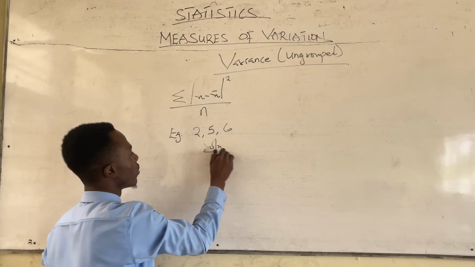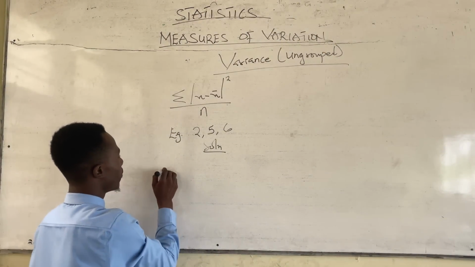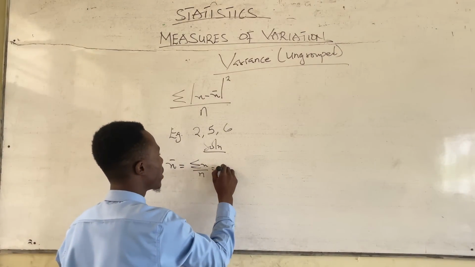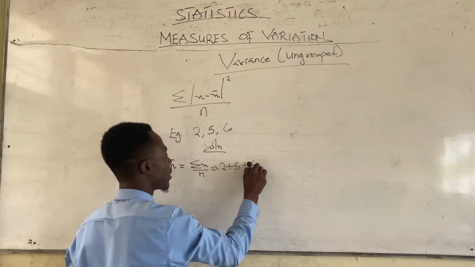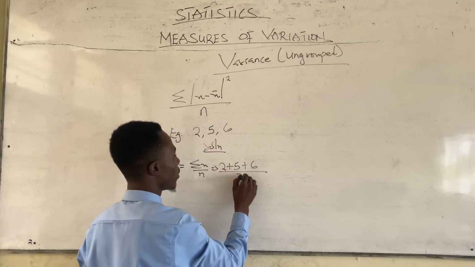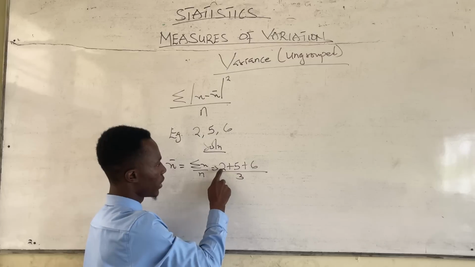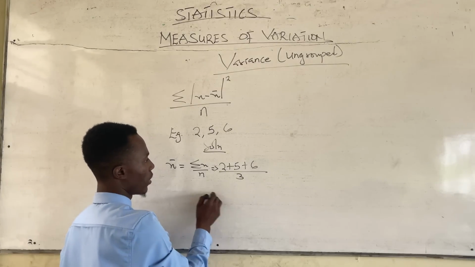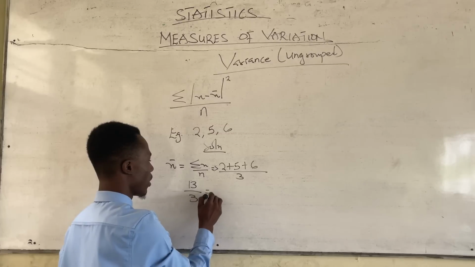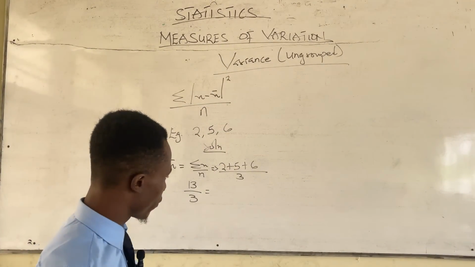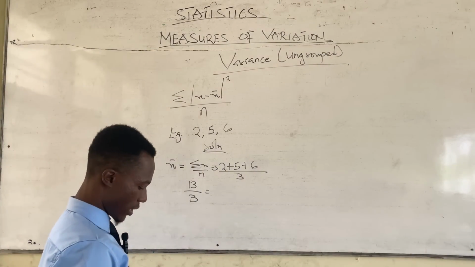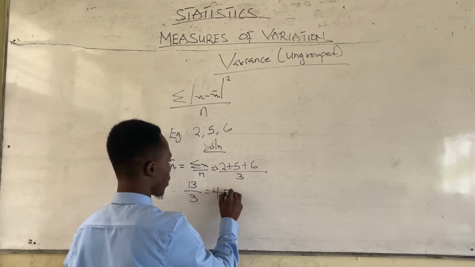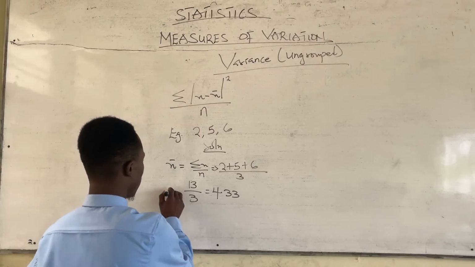So should I say solution? We have the mean, which is x bar, equal to summation x over n. So the summation of x is 2 plus 5 plus 6, divided by n, which is 1, 2, 3, right? So here you have 7, and this is 6, so 13 divided by 3. 13 divided by 3 gives us 4.33. So this is our mean.